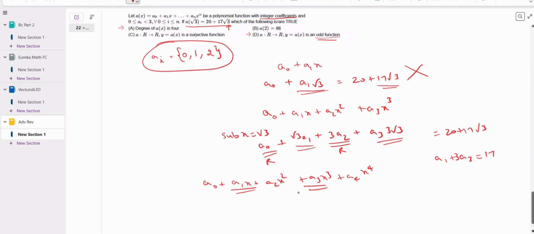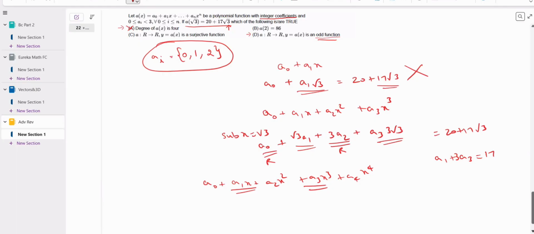Understood? So even if I put degree 4, this cannot be possible, right, Sachit? So option A is wrong, no? Yes, sir. Option A is wrong because the same issue will happen: your irrational term, which is a1x plus a3x cube, when you compare the coefficient to 17 root 3, you will still find a1 plus 3a3 equal to 17, which is not possible to be achieved.